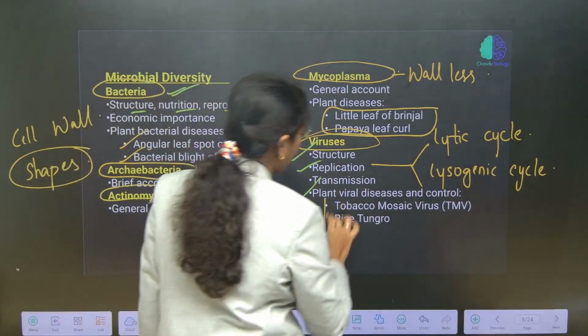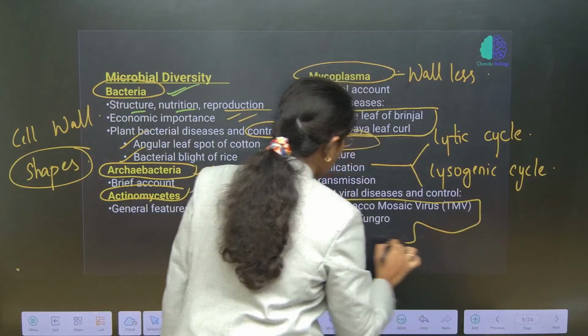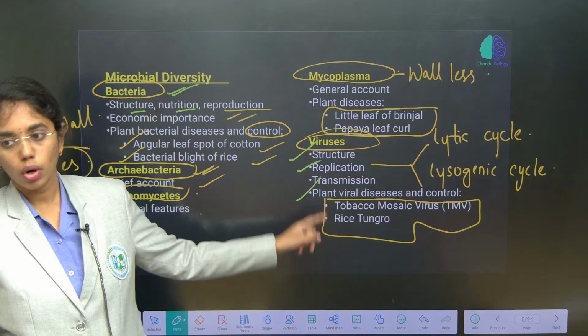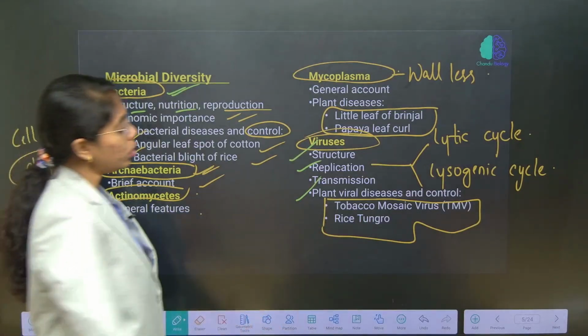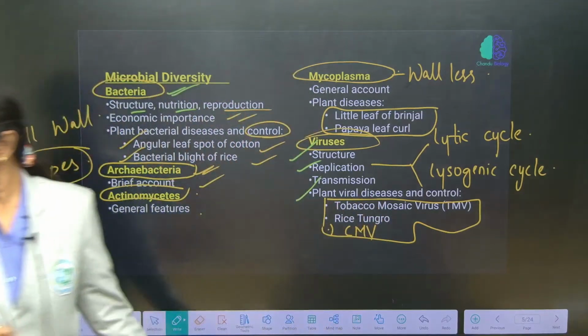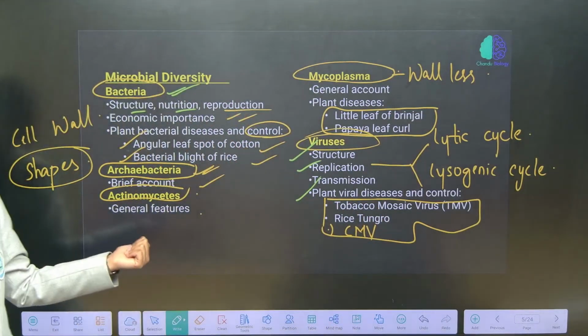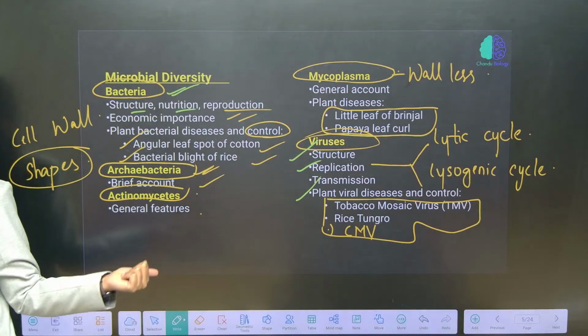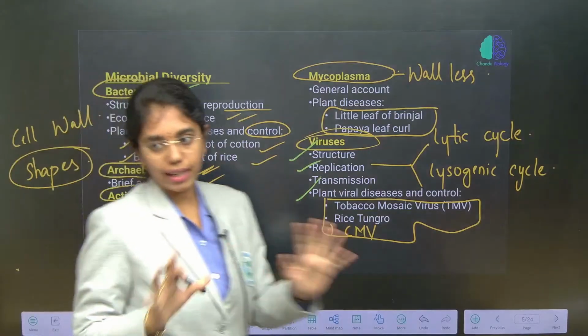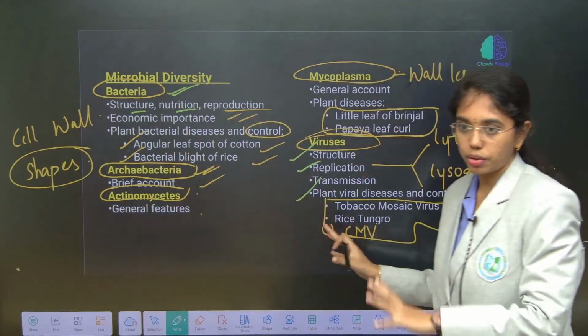What are the plant viral diseases we have to highlight here? Tobacco mosaic virus, which is causing tobacco mosaic disease, rice tungro. If you want, you can also go through cauliflower mosaic virus. Fine, right? These are the complete details of microbiology. Any doubts here? Is this clear? Phycology and microbiology is clear to us, like what are the concepts we need to cover.